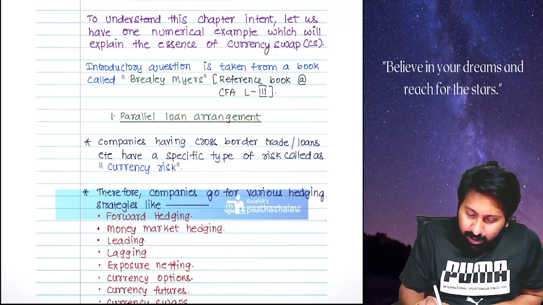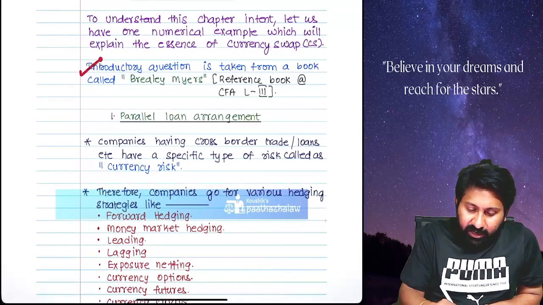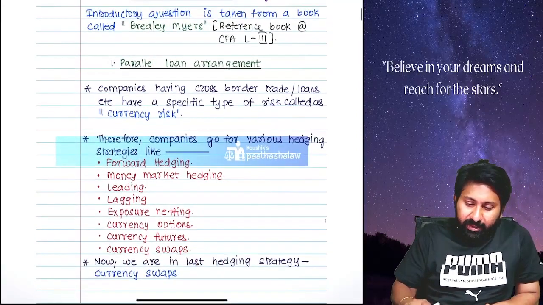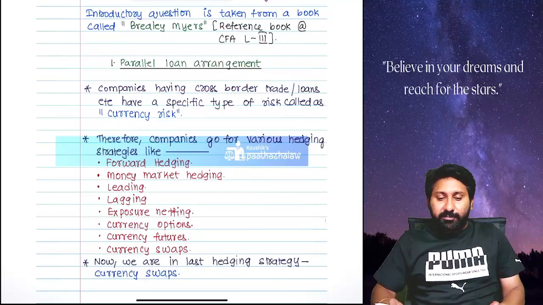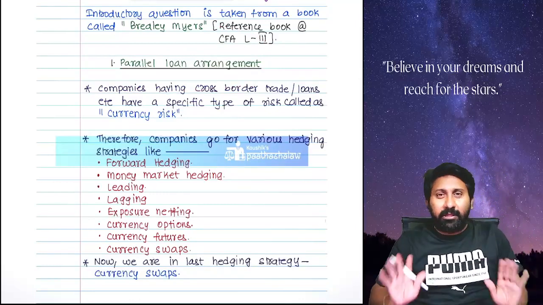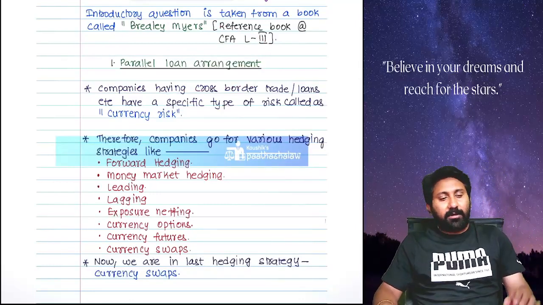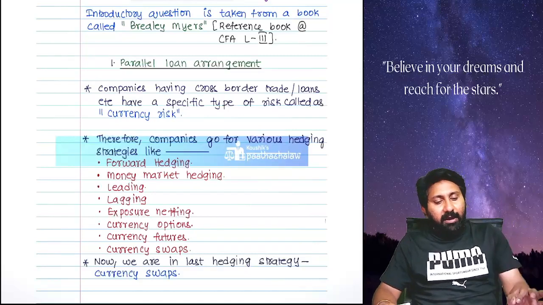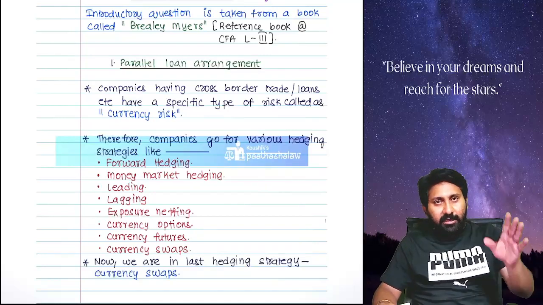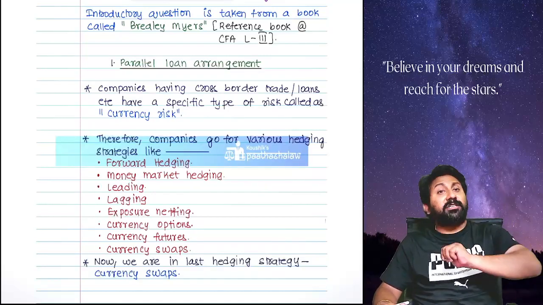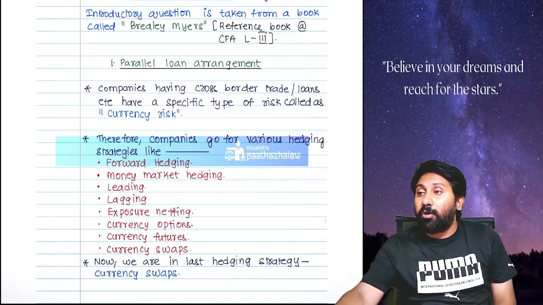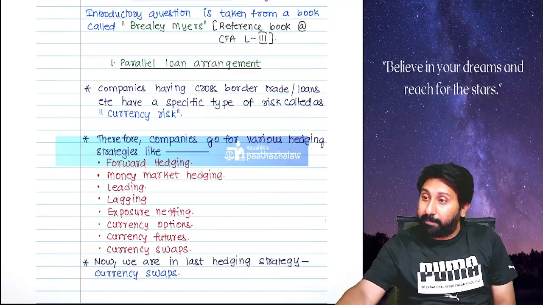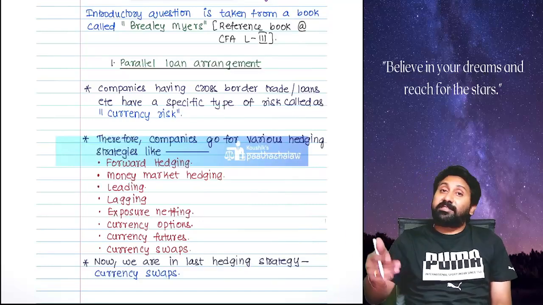In the Bradley Meyer booklet, there is one introductory question. I am going to discuss it. Next, parallel loan arrangement. Sir, one thing I wanted to tell before we begin. Forward, money market, leading, lagging, exposure netting, currency options, currency futures: in all these, one thing is common. What is that? Conversion. Conversion of what into what? Home currency into foreign currency for payments, foreign currency into home currency for receipts.